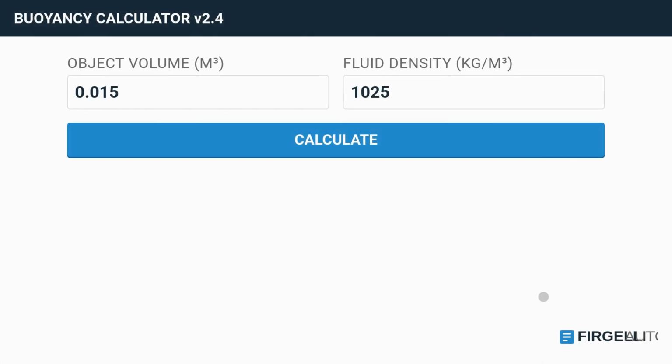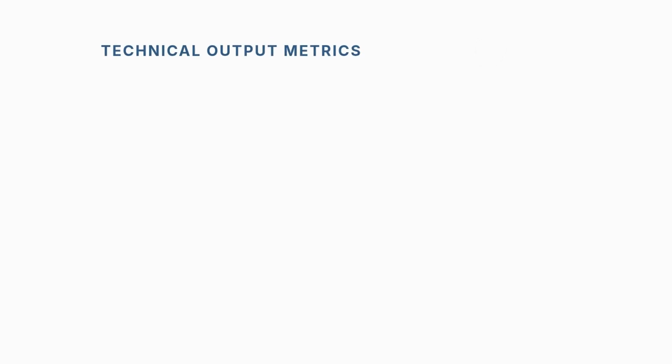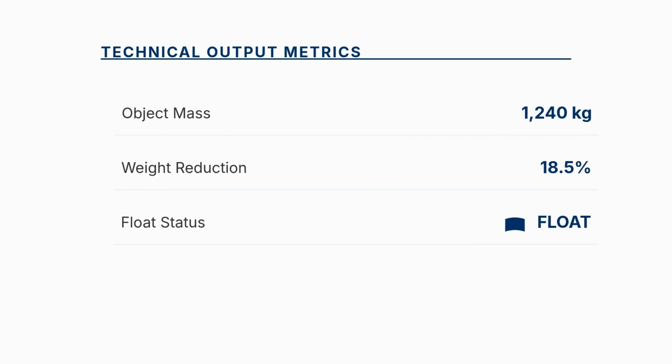After clicking Calculate, the Results section displays your calculated values. The immersed weight shows the apparent weight of your submerged object. The buoyant force indicates the upward force exerted by the fluid. Additional outputs include the object mass, weight reduction percentage, and float status, which tells you whether the object will sink or float based on the density comparison.